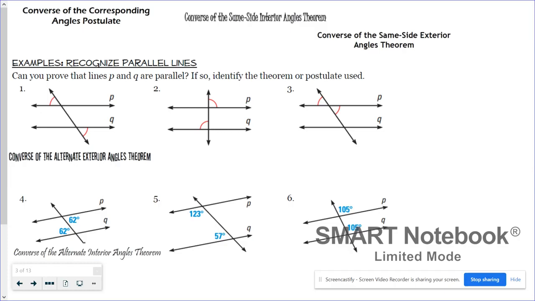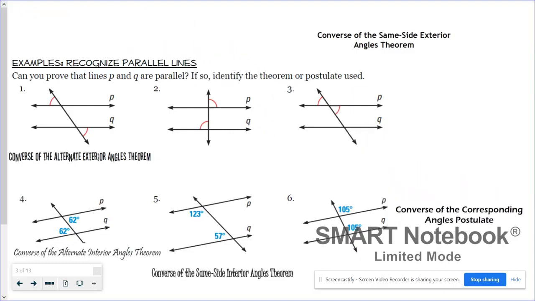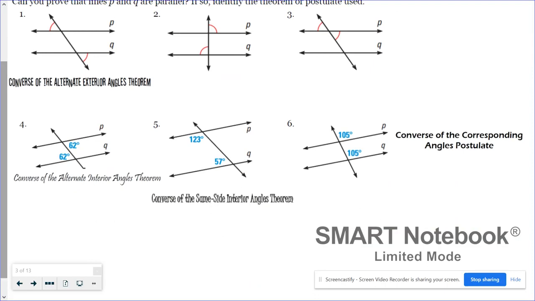In 5, yeah, that would be the converse of the same side interior angles theorem, because 123 plus 57 does add up to be 180. And then finally, what about number 6? Yeah, number 6 is the converse of the corresponding angles postulate.